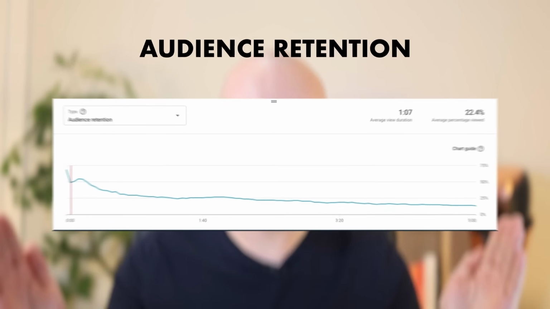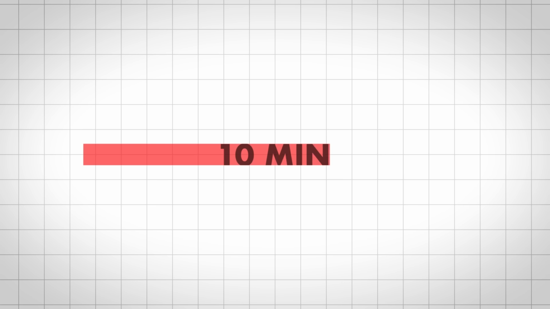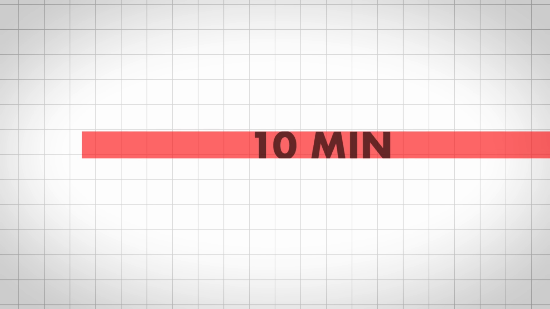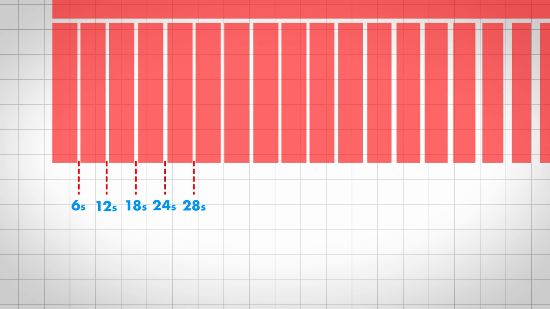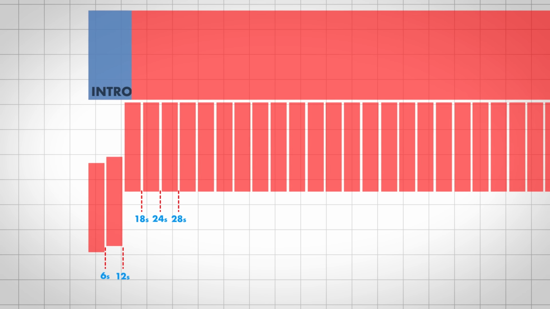And the reason for that, and sorry, this is going to get a little bit more complex, is that the retention charts, which show us how long people watch a video, are broken up into 1% increments. So if you have a 10-minute video, we only get a data point every 6 seconds. And with most intros not taking longer than 15 seconds, you only have 2 data points to judge your video on.